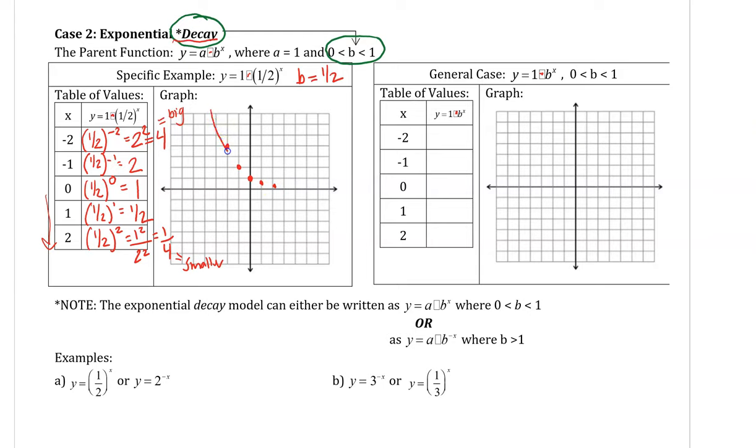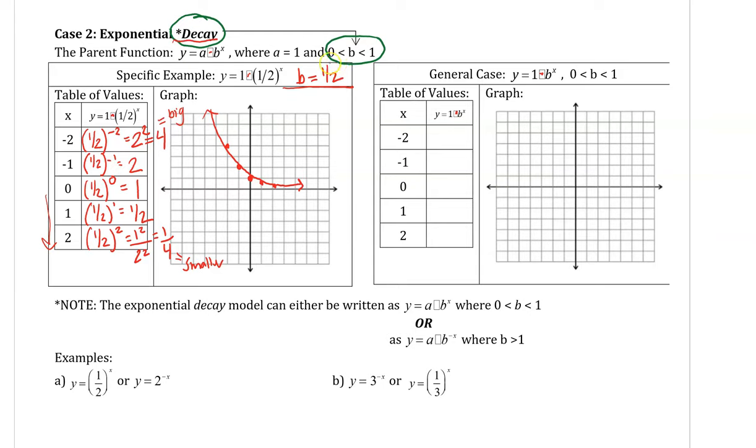So it's sort of like a reflection over the y-axis of a growth model, right? Instead of being slow on the left and fast on the right, it flips over the y-axis and it's increasing really a lot on the left, but very slow on the right. The rate drops and slows down significantly. So that's exponential decay. So that's a specific example, right? When my base was 1/2.